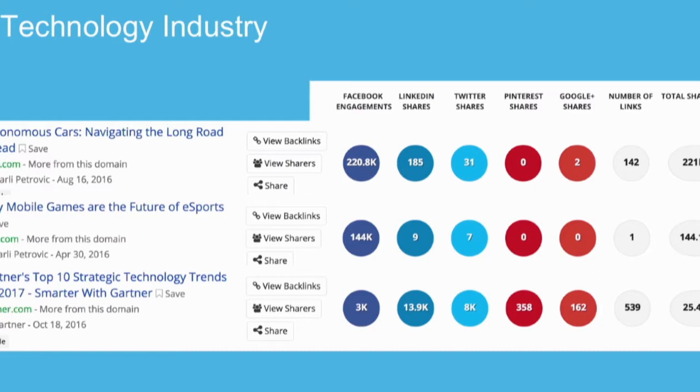But you can't expect shares to equal links. So if you're after awareness content that wants lots of shares, you might be after a different type of content than one that's going to gain you a lot of links for your content. And it's primarily because people share and link for different reasons.